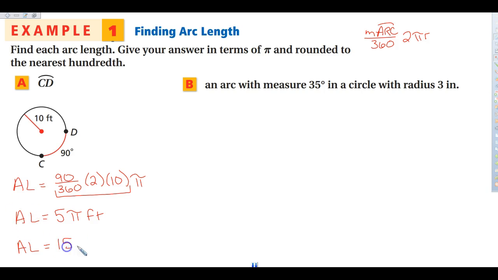Remember, please use your pi button, not 3.14, as your pi button is going to be more accurate than using 3.14. Only use 3.14 if your directions tell you to. Now, remember that our unit here is feet, because it is a length, not an area. So 5 pi is 5.71 when we round to the nearest hundredth.